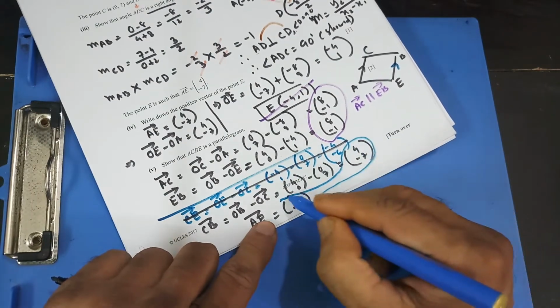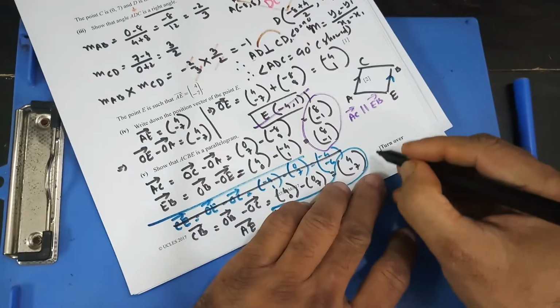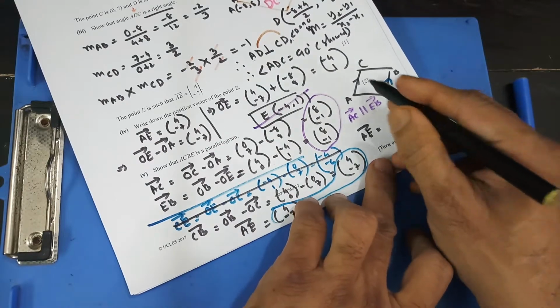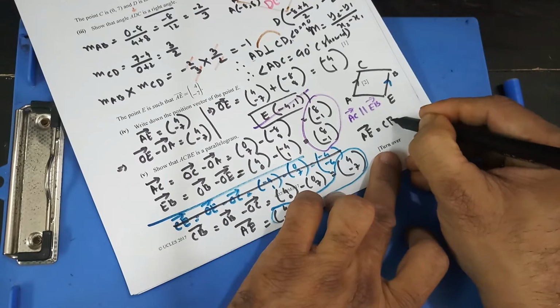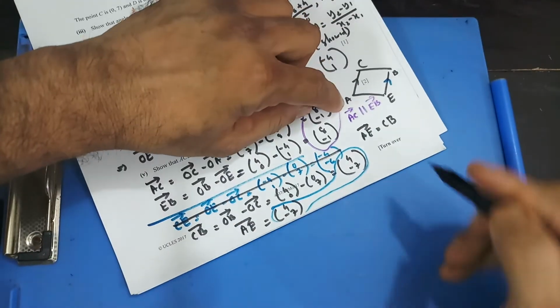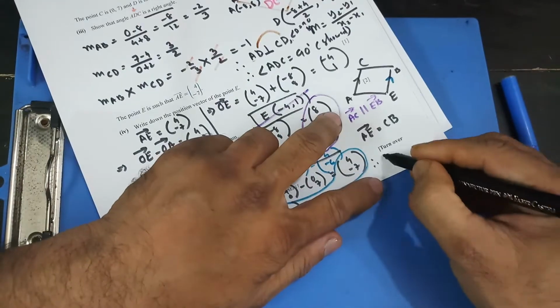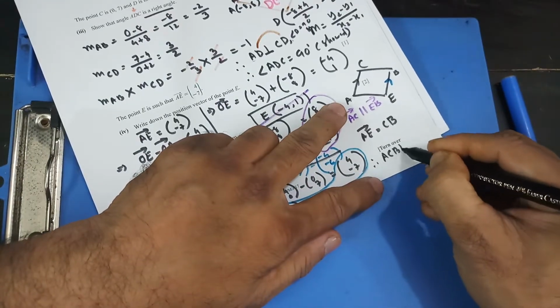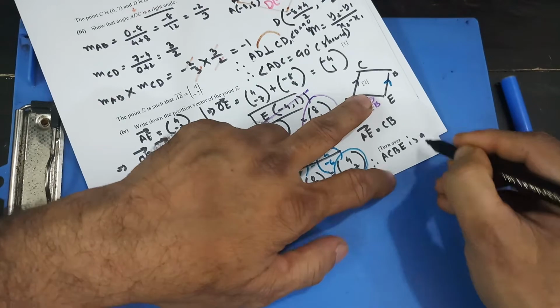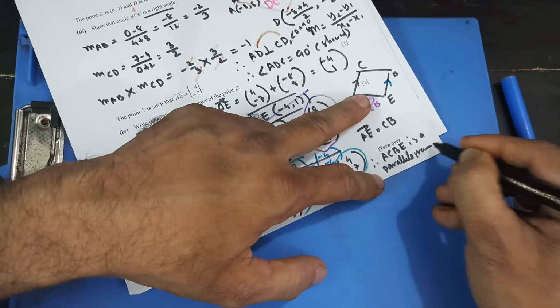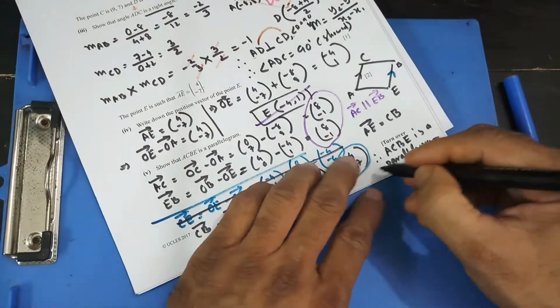When these are equal, I can write down, therefore, AE is parallel to CB. Now, in quadrilateral ACBE, opposite sides are parallel. Therefore, ACBE is a parallelogram. Okay, so that's shown.